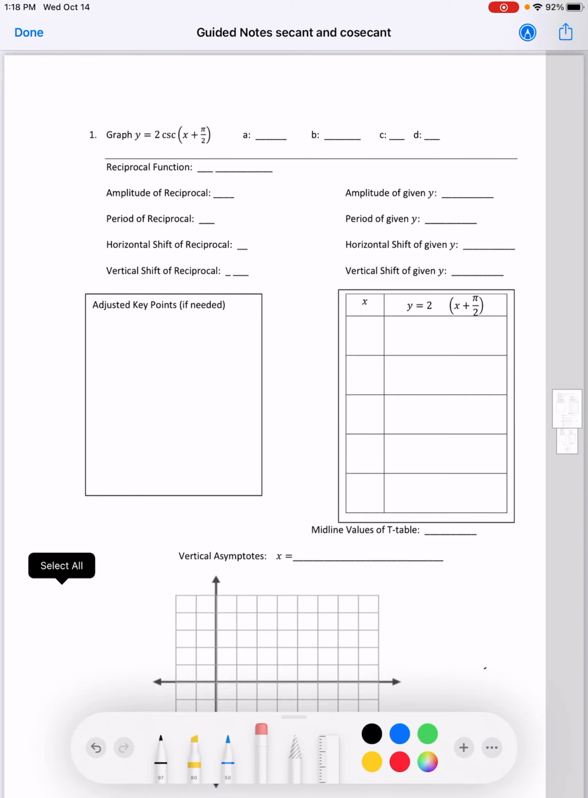Alright, so we are going to be graphing secant and cosecant. This is section 4.6 in our textbook.